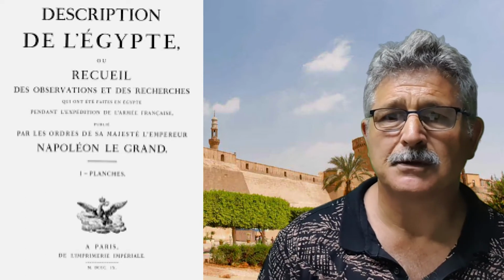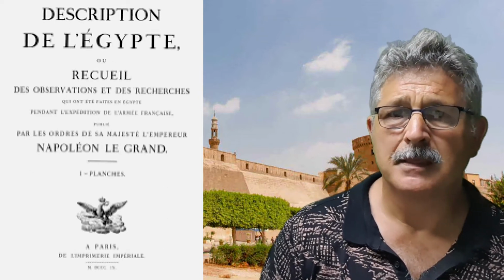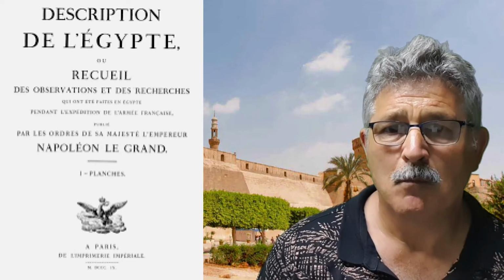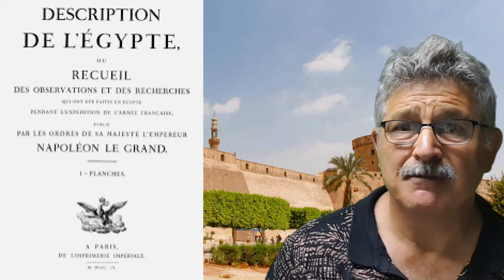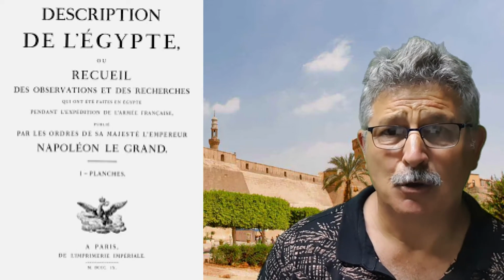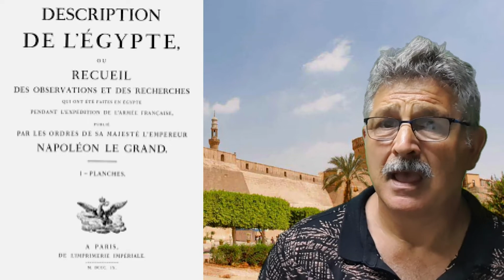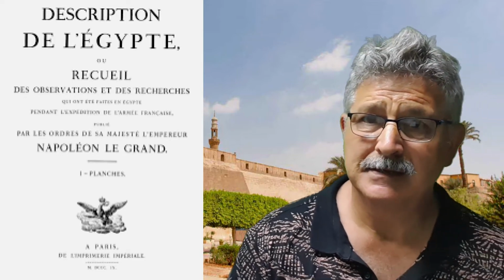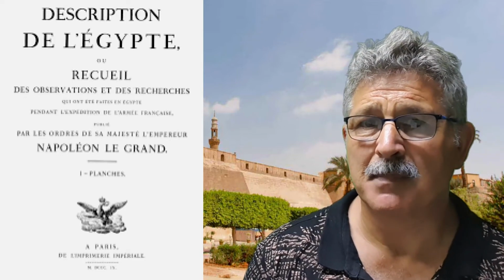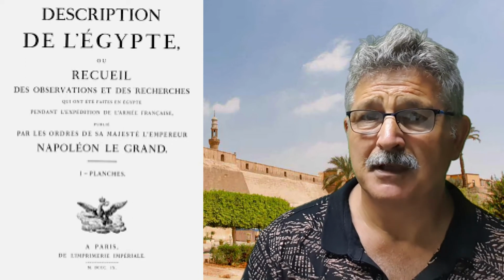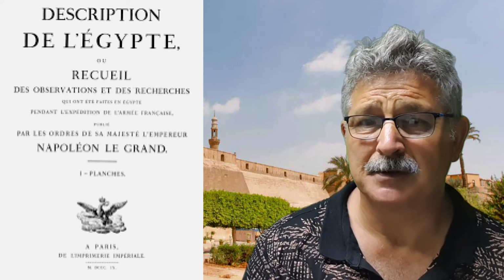The description contained 4 themes. There was ancient Egypt, modern Egypt, the natural environment of Egypt, and the topography of Egypt. Just to let you know that he did have maps of Syria and Palestine made as well. So it had a military aspect to it.